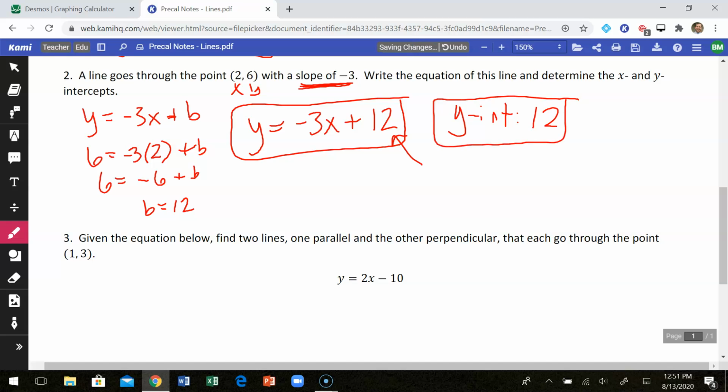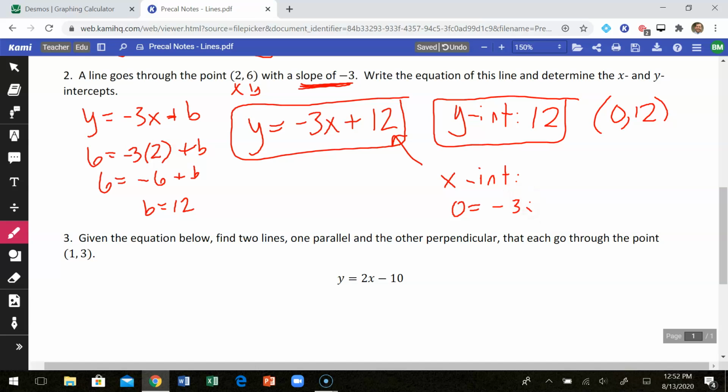And sorry, you should probably write this as a coordinate point. So the y-intercept is (0, 12). The x-intercept is going to take just a little bit of work. To figure that out, that happens when y is 0. So to figure out the x-intercept, I'm going to plug in 0 for y, and I'm going to solve this.